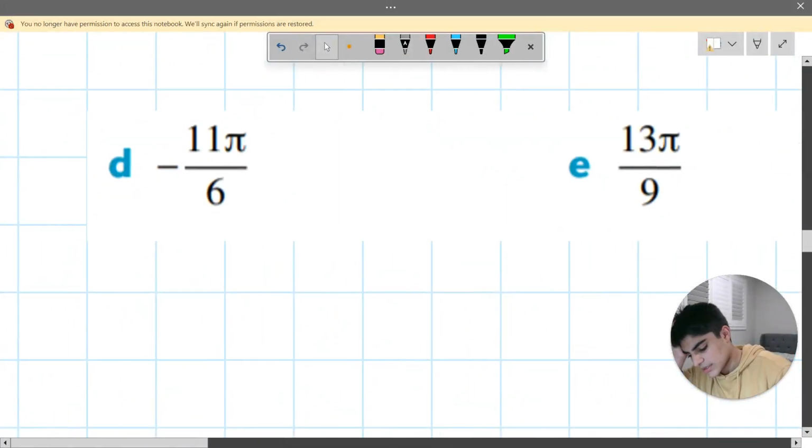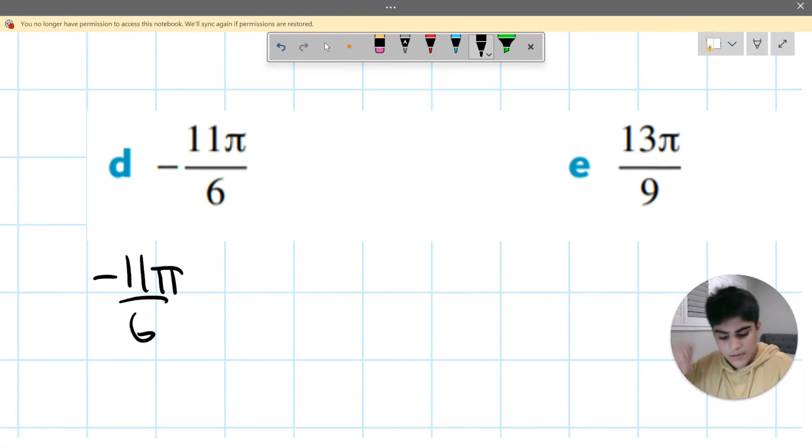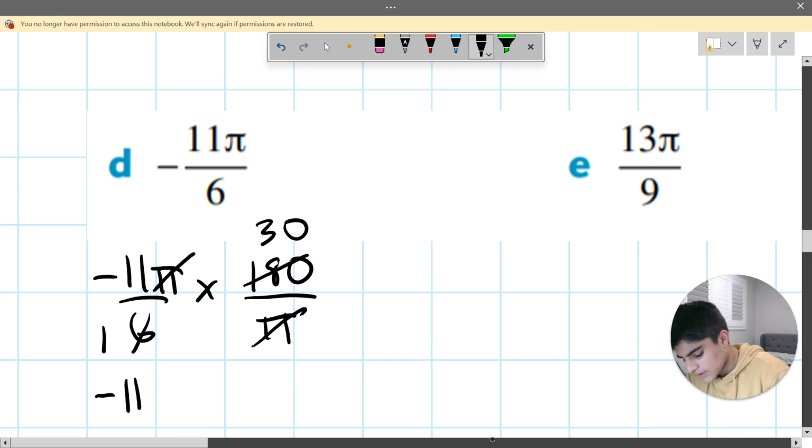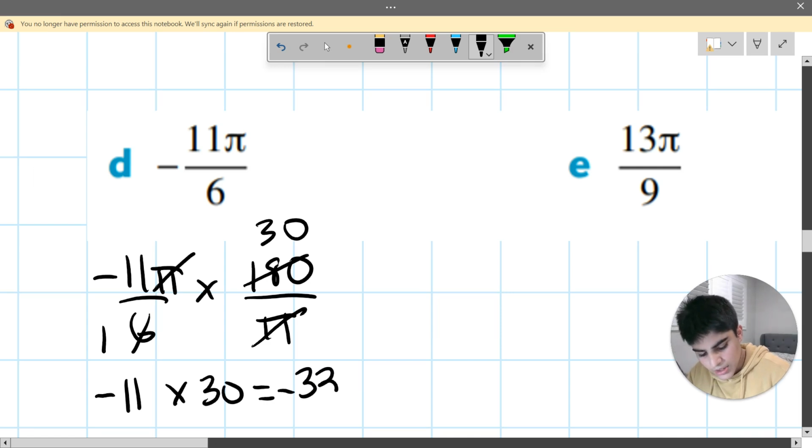Negative 11 pi on 6. Negative 11 pi on 6 times 180 over pi. Let's cancel pi here. The common factor is 6. Let's cancel this. 1, 30. Negative 11 times 30 equals negative 330 degrees.